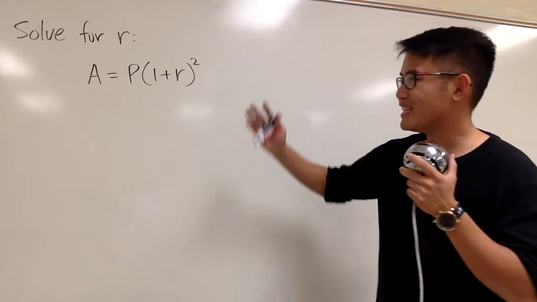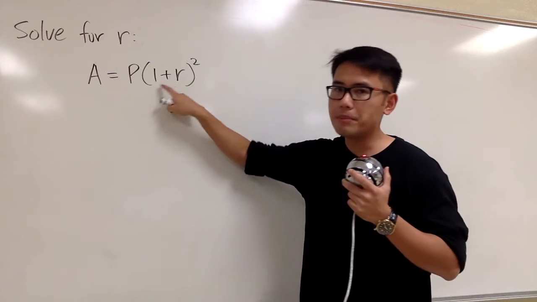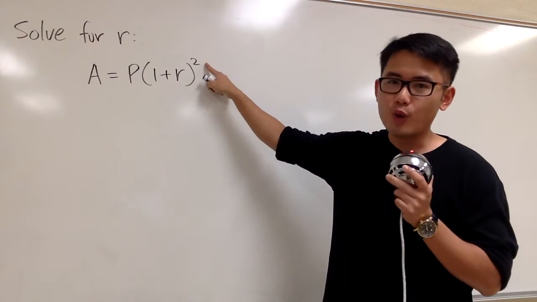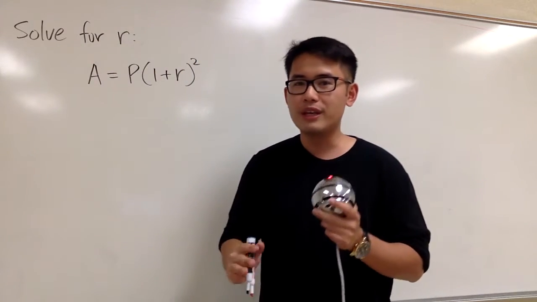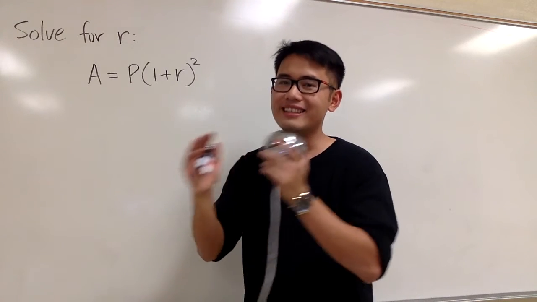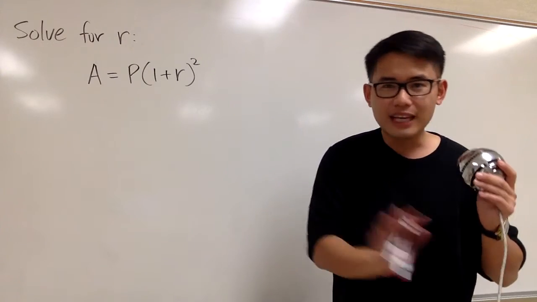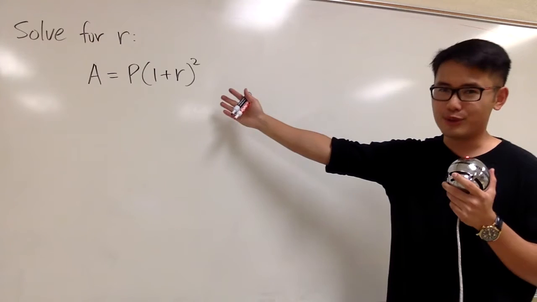In this question, we are given this equation. A is equal to p times the parentheses with 1 plus r inside, and this is raised to the second power, and the goal is to solve for r. So this means we have to get r by itself on one side, so we are going to have r is equal to an expression on the other side, and this side right here should not have any r. And this is how we are going to do it.